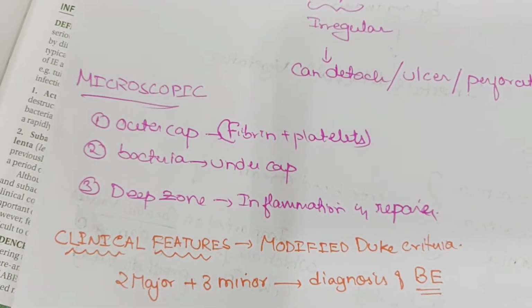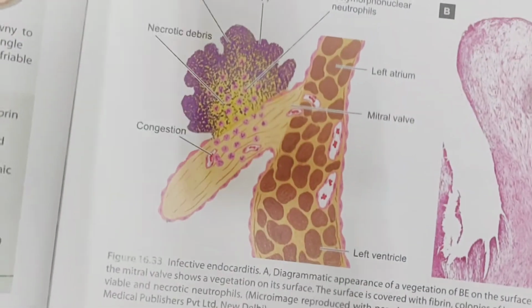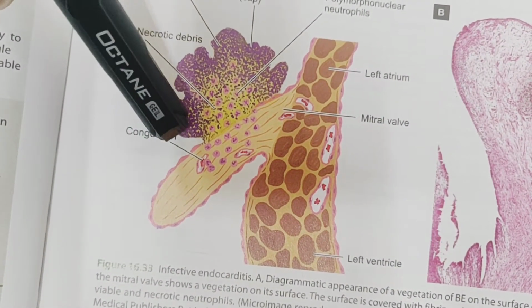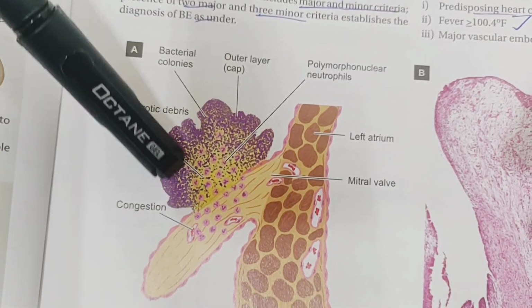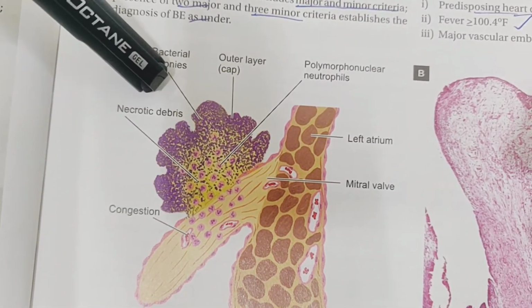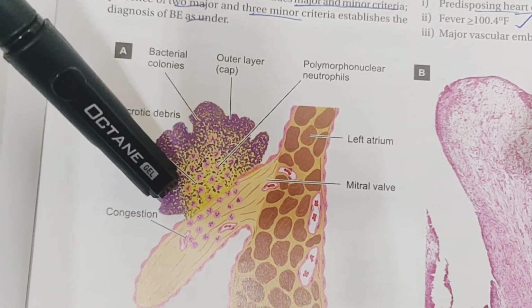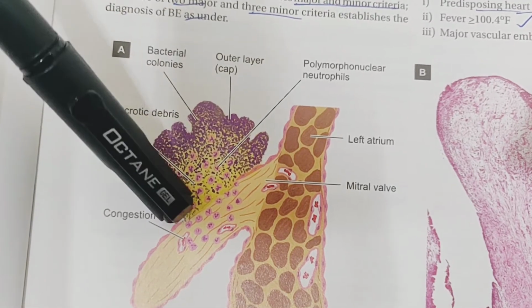So coming to microscopic observation of this valve, we can see here generally there is an outer cap. This is the outer cap. Just beneath the outer cap we have the bacterial colonies, and in the deep zone we see inflammation and repair happening. So this is the vegetation.